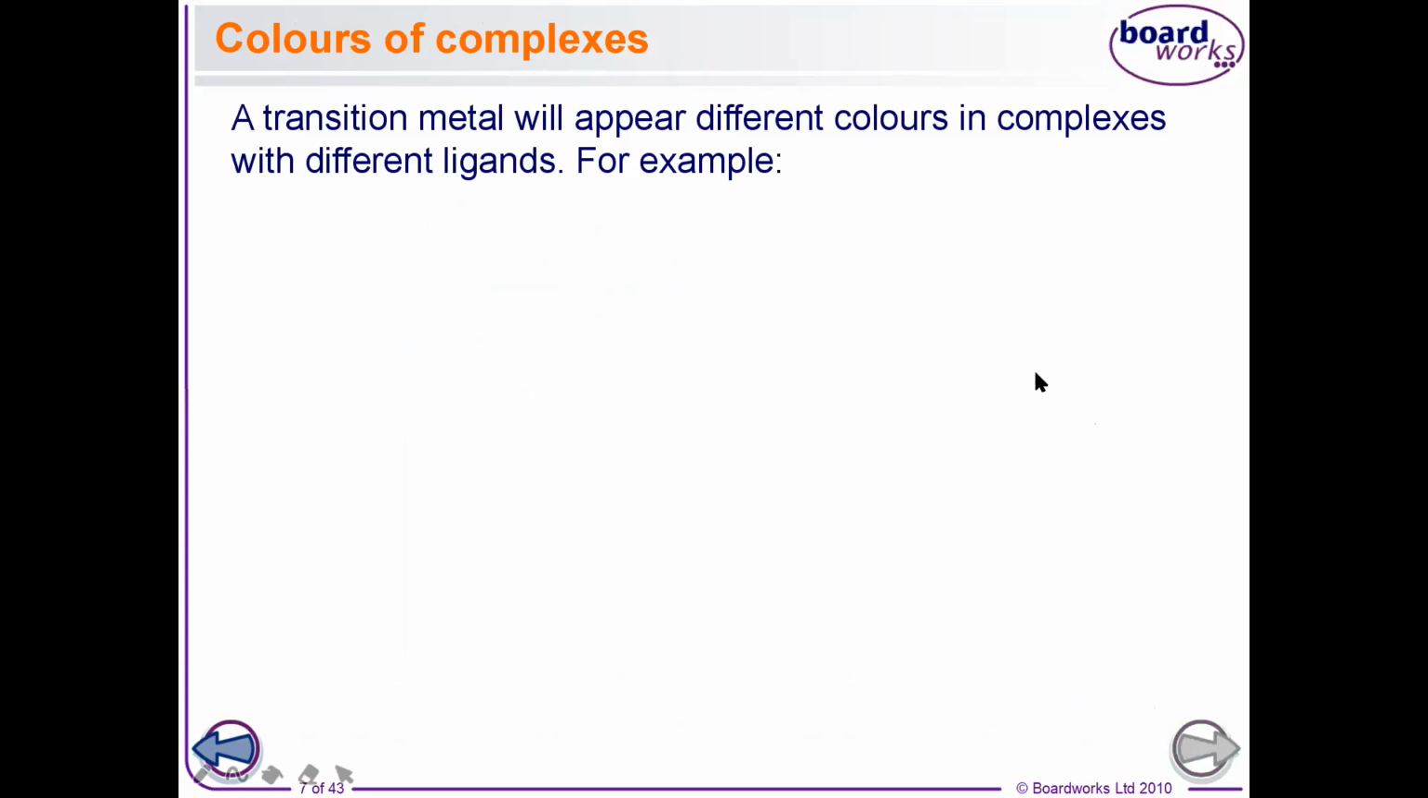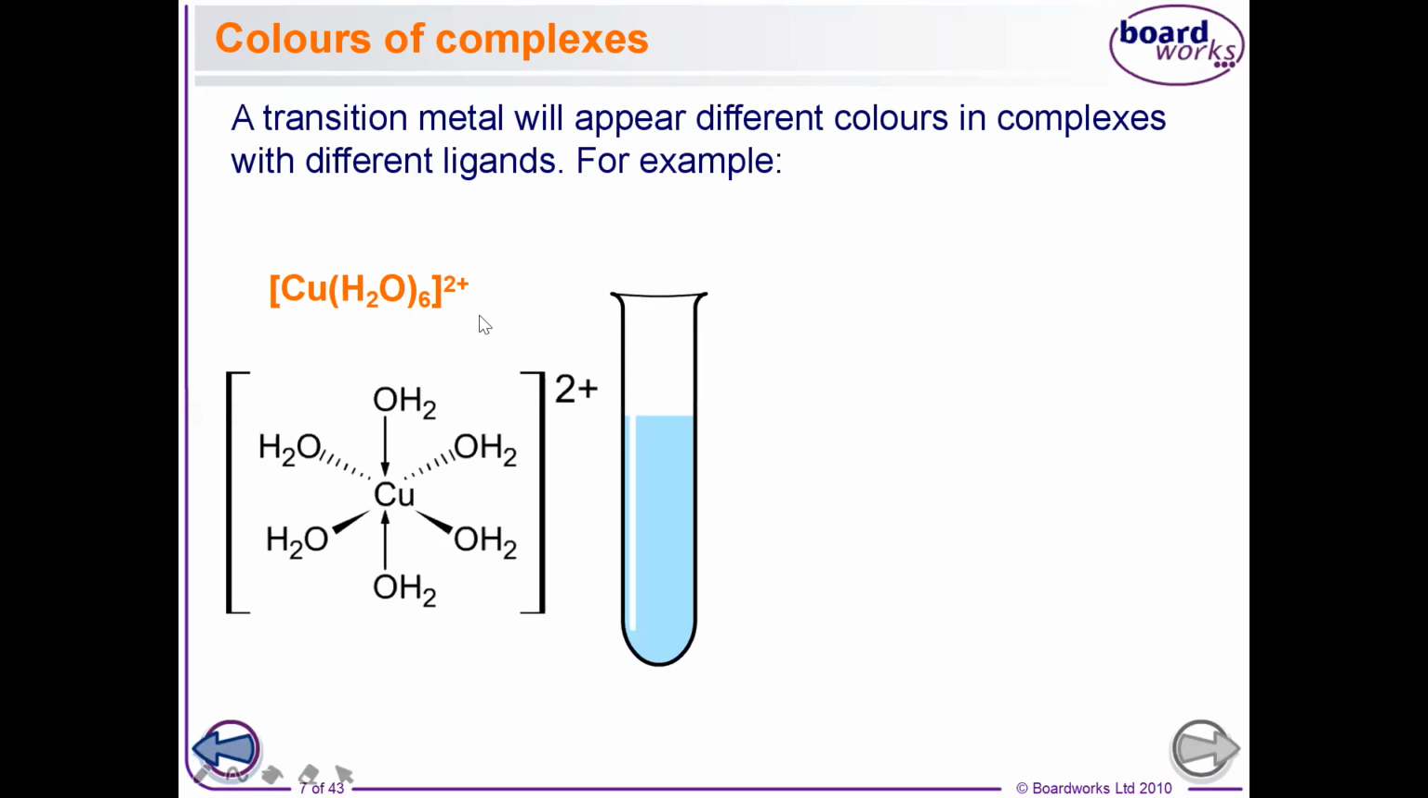Anyhow, now colors of complexes. A transition metal will appear in different colors in complexes with different ligands. For example, if we have copper 2 plus, the aqueous copper, it has this color. I think this is color blue.